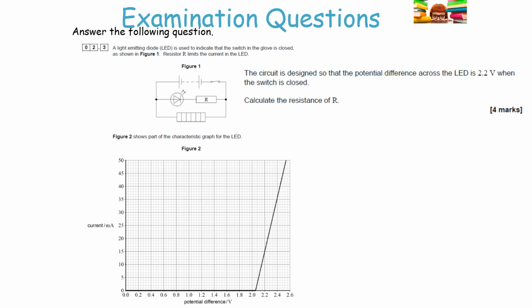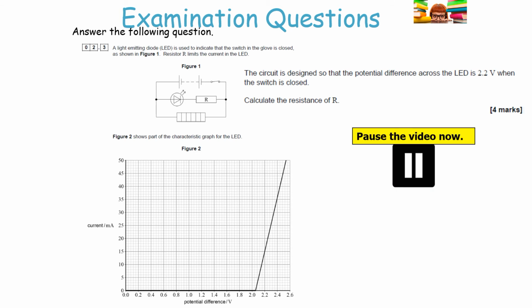Next question. A light emitting diode is used to indicate that the switch in the glove is closed. Resistor R limits the current in the LED. Figure 2 shows the characteristic graph for an LED. The circuit is designed so that the potential difference across the LED is 2.2 volts when the switch is closed. Calculate the resistance of R.